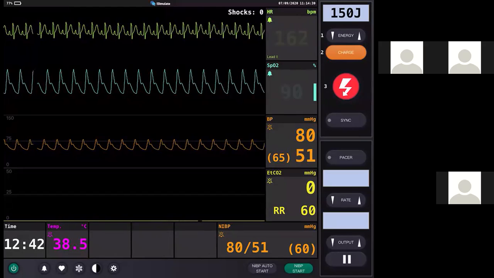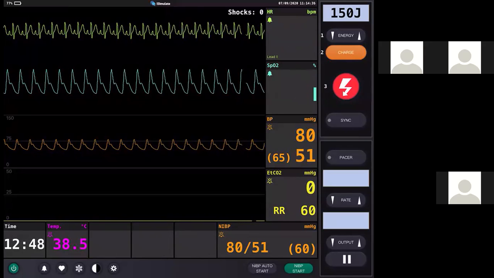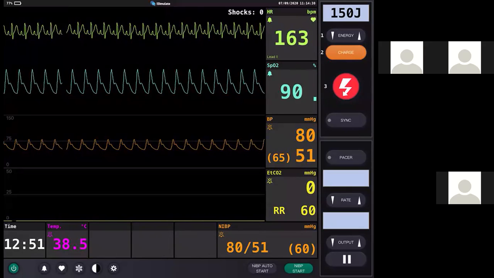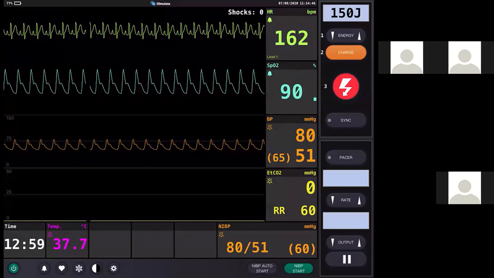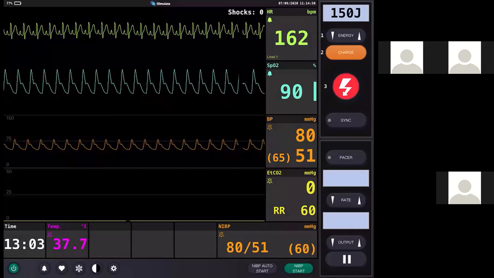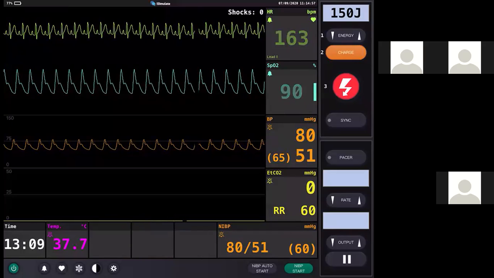Okay, so let's assume you gave Tylenol or paracetamol. The child is no longer febrile, the temperature is now 37, but the child is still tachycardic. Apart from fever, what else will explain the tachycardia in this child?